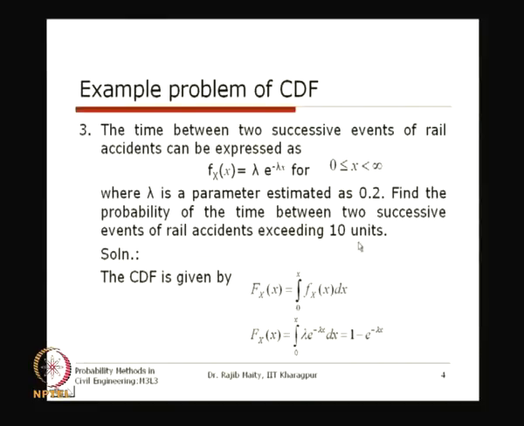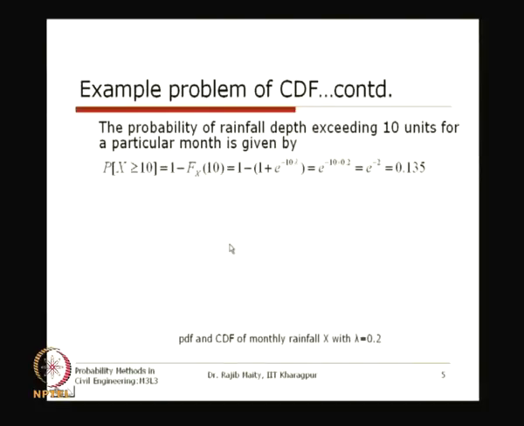Now, it is given that exceeding 10 units. That means if I put here 10, I will get the probability of non-exceeding 10 units. So, if I want to calculate the exceeding, then the total probability we know is 1. So, we have to deduct that particular value from the total probability to get the probability of exceeding 10 units.